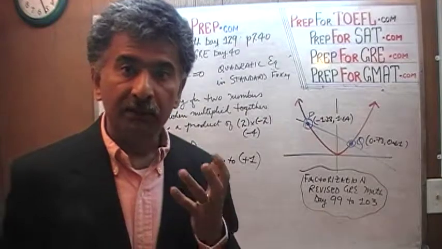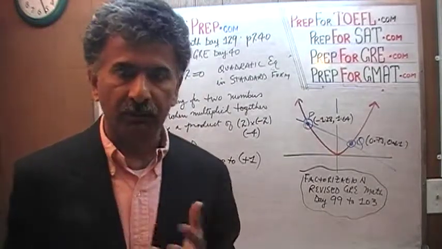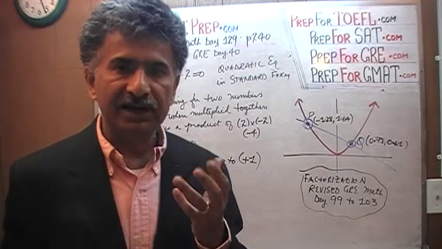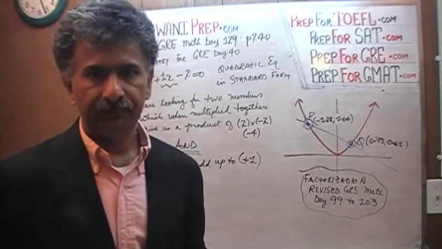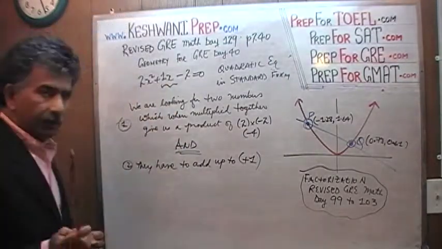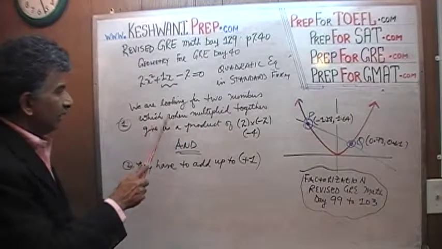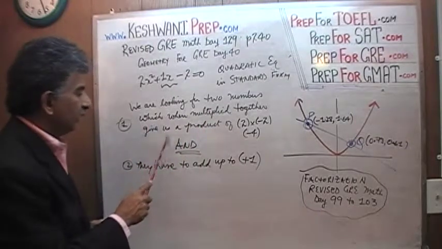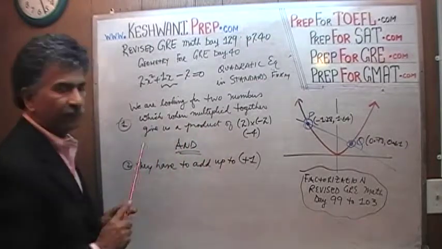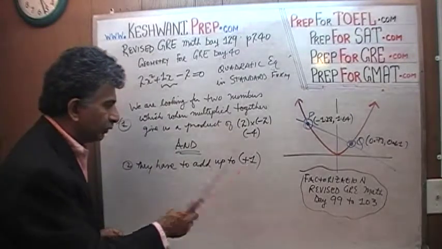I want you to learn the math, not simply for the sake of taking the GRE or GMAT or HESI or whatever it is. I want you to learn the algebra, the concept behind it. You understand? I want you to own it. So, here's what we're looking for. We're looking for two numbers which, when multiplied together, give us a product of negative 4. And when you add them, they have to add up to 1.